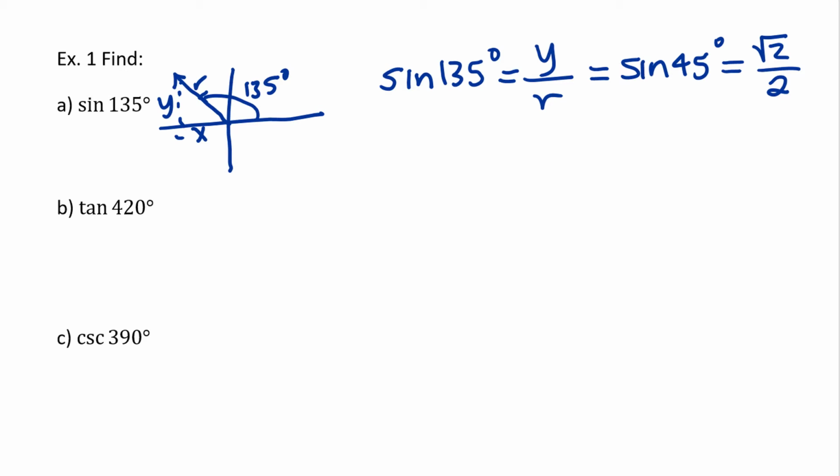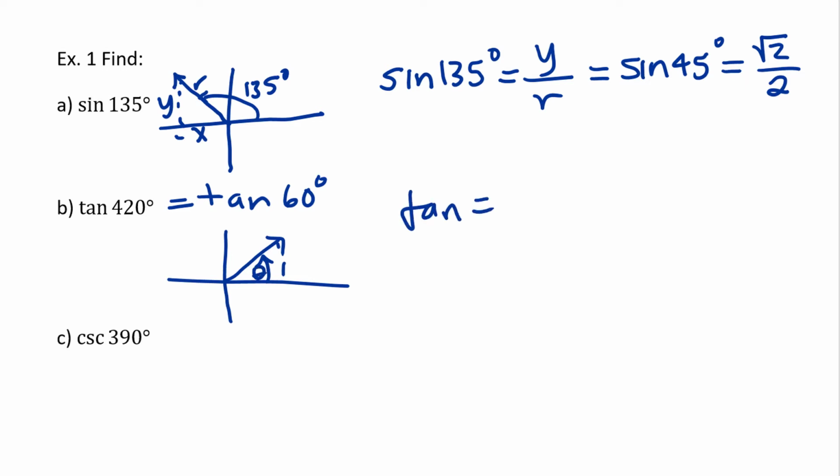Now, let's look for the tangent of 420 degrees. Let's put this in the first revolution. If I subtract 360, I'll get that the tangent of 420 degrees is coterminal with a tangent of 60 degrees. Let's draw that angle. So up 60 degrees. Then we know that the tangent by definition is the opposite, which would be y, over the adjacent, which is x. And we know that the tangent of 60 degrees is the square root of 3.